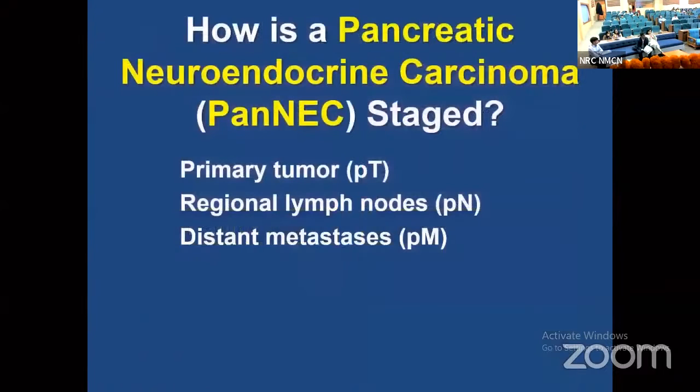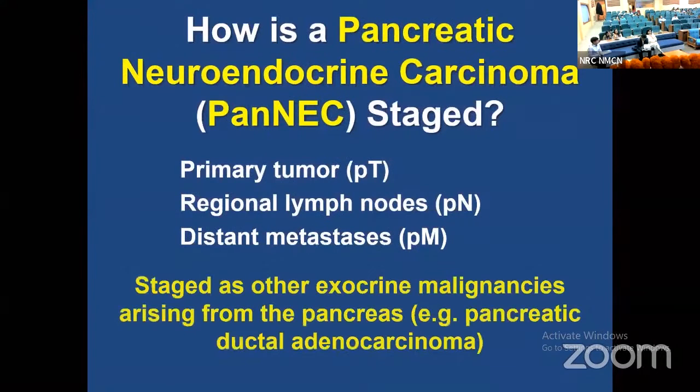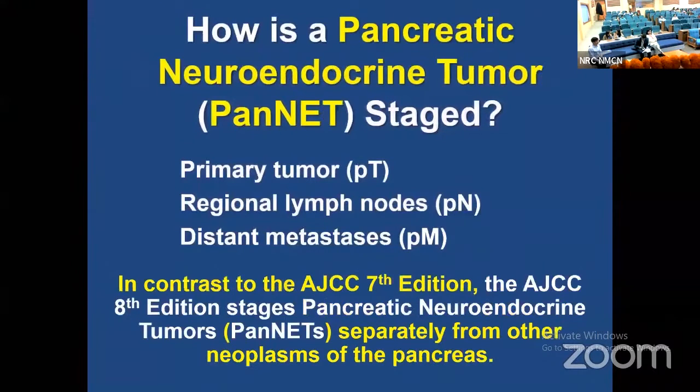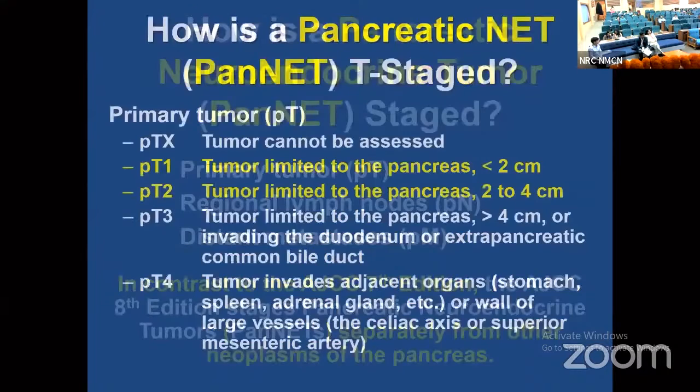The next step is staging the neoplasm. Poorly differentiated neuroendocrine carcinomas are easy to remember, in my opinion, as they are staged similar to pancreatic ductal adenocarcinoma, as well as other exocrine malignancies of the pancreas like acinar cell carcinoma. In contrast, well-differentiated pancreatic neuroendocrine tumors are not staged as an exocrine pancreatic neoplasm, which was new for the 8th edition of the AJCC staging system that came out now 4 or 5 years ago.